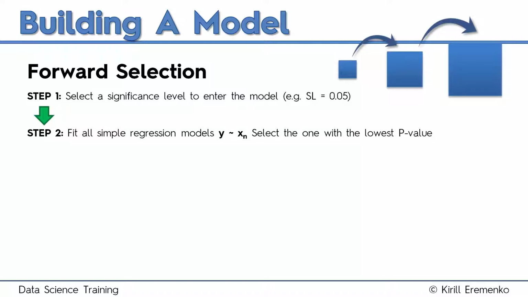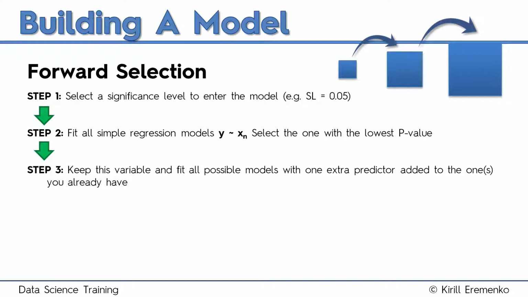Then we go to step 2. We fit all possible simple regression models. So we take the dependent variable and we create a regression model with every single independent variable that we have. And then out of all of those models, we select the one which has the lowest p-value for the independent variable. So you can already see that that is in itself a lot of work. Then we move to step 3. We keep this variable that we've just chosen, and we fit all other possible models with one extra predictor added to the one you already have.